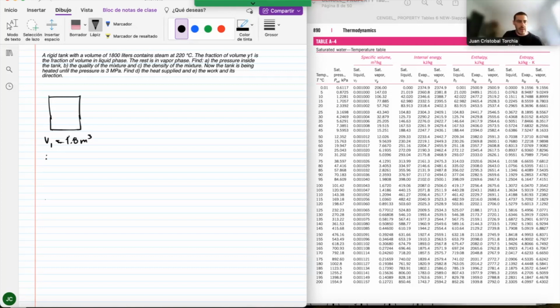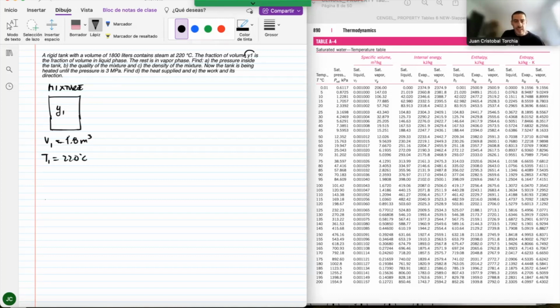It contains steam at, let's just put T1 at 220 degrees Celsius. The fraction of volume, okay, there's something weird here. The fraction of volume y1 is a fraction of what? A fraction of volume in liquid phase. So right from the start, I know that this is a mixture, because there's going to be a part in liquid phase and a part in vapor phase.